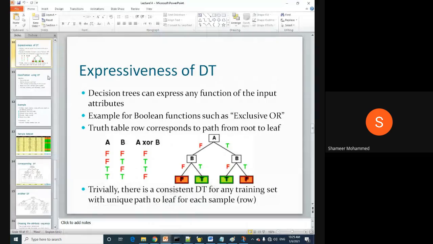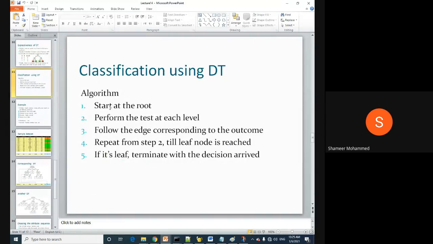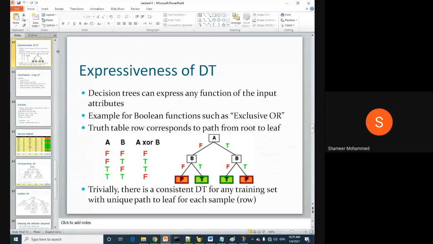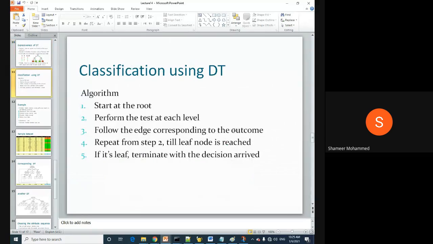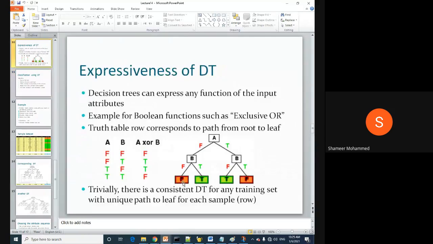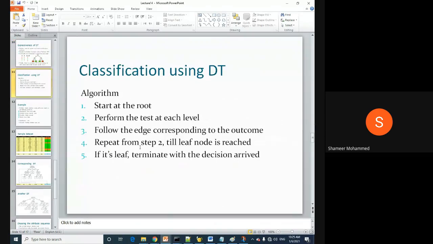Okay. So classification with a decision tree, how you start the procedure is this. Start from the root node. Perform the test, yes or no. Then follow the edge, follow this edge. You will get some outcome. Then again repeat. Then again you repeat the test for the other nodes from here. So repeat step 2 until the leaf node is reached. Like this, you have to proceed in order to draw the decision tree.